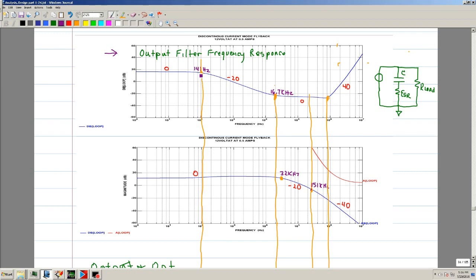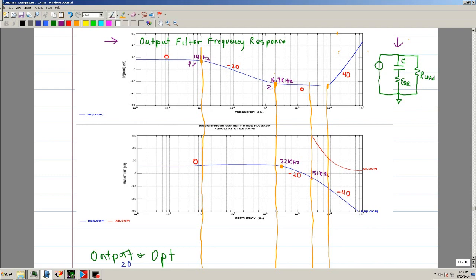Here's the pole, and there's the zero. Okay, and this is basically what the circuit looks like. Okay, and then the opto is going to be the opto.